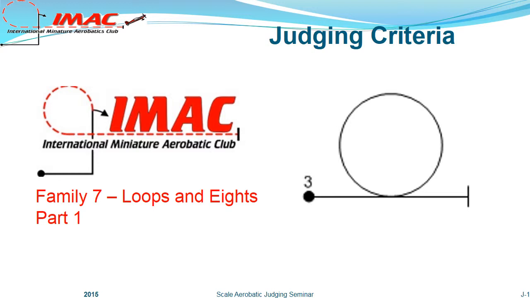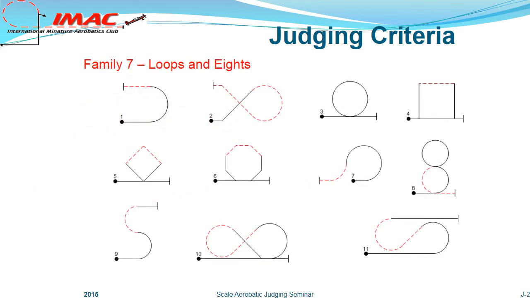This family is quite large and we'll divide it into two parts. In the first part, we'll talk about the general rules that apply to all looping elements, and then begin to examine specific subfamilies. In the second part, we'll conclude looking at the remaining looping figures. Let's get into Family 7.